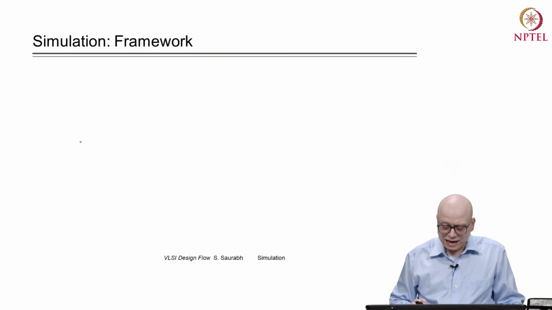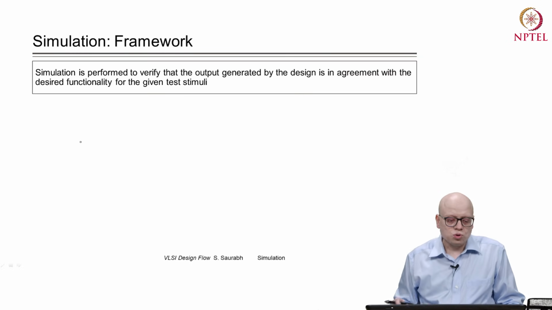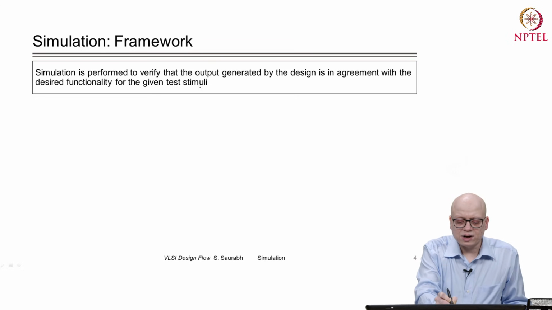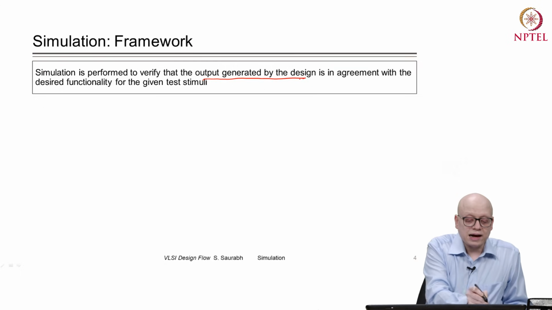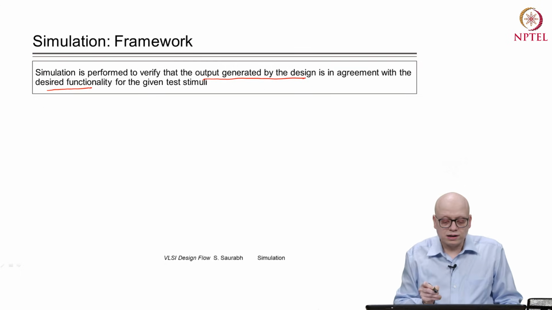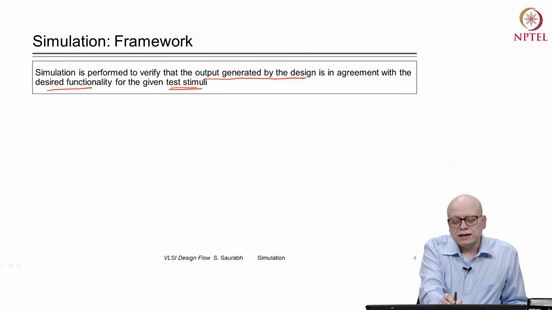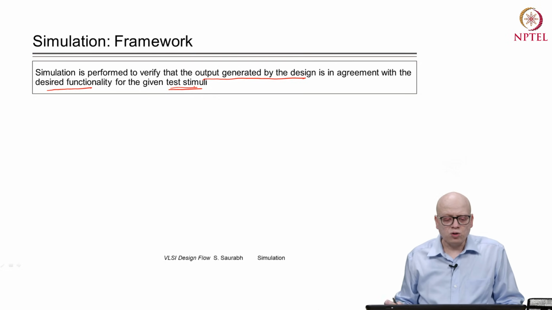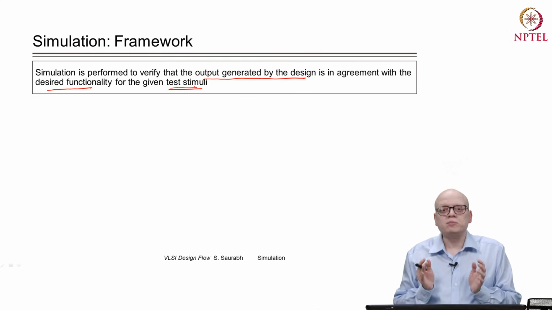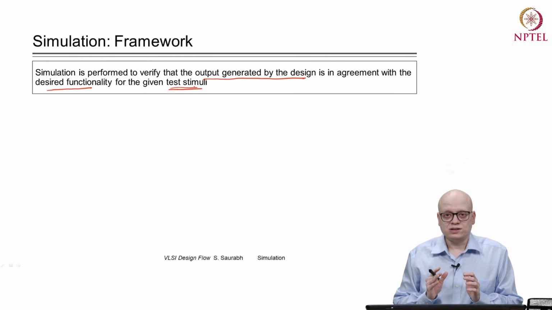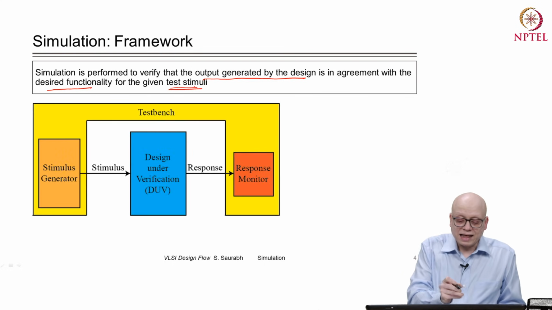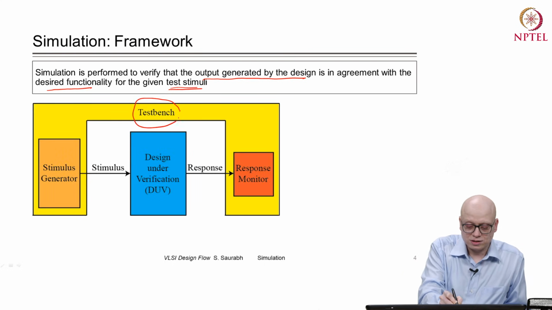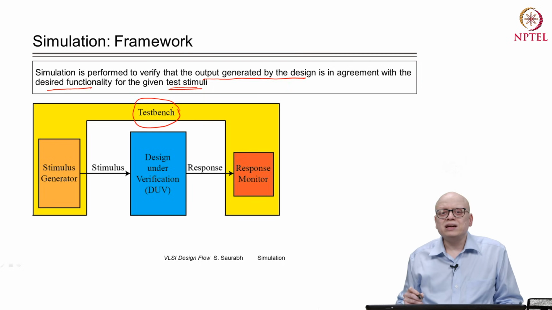So, let us recap what a simulation does. Simulation is performed to verify that the output generated by the design is in agreement with the desired functionality for a given test stimuli or a set of test stimuli. Now, to perform simulation based verification, we need to create an environment for doing that verification, and that environment is known as test bench. Now, test bench can be created in many ways.